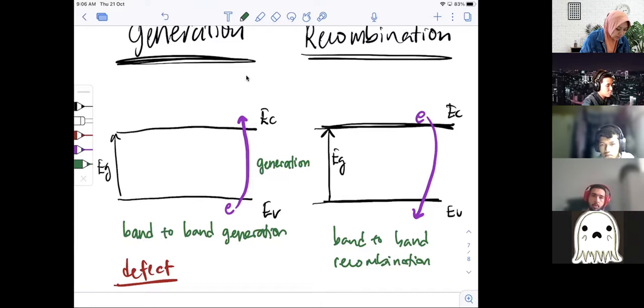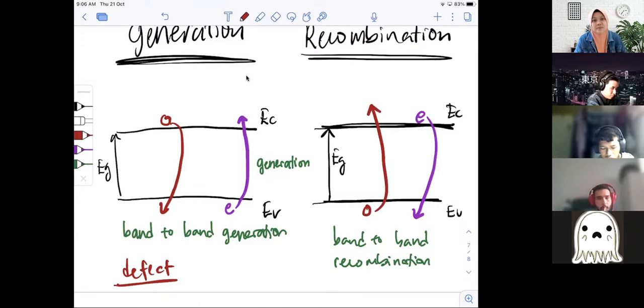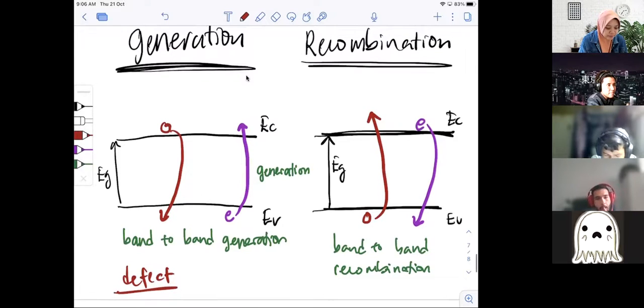What do you think? Hole? I think so, yeah. Yes, so hole also, just like electron, his friend, they are both brothers and sisters as well. Electron likes to generate, of course, hole also likes to generate. But how a hole generates is the opposite direction. How a hole recombines is the opposite direction. So you can have hole generation, electron generation, hole recombination, and electron recombination. Any question up to here?